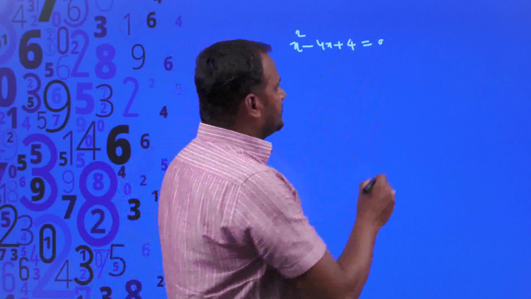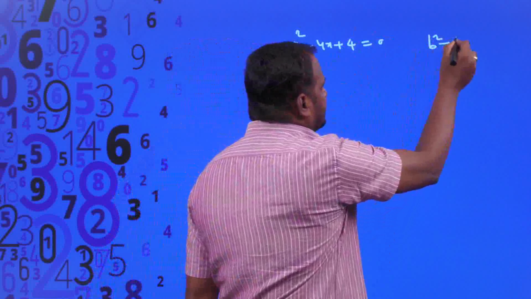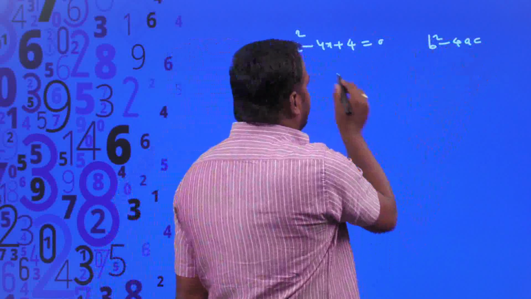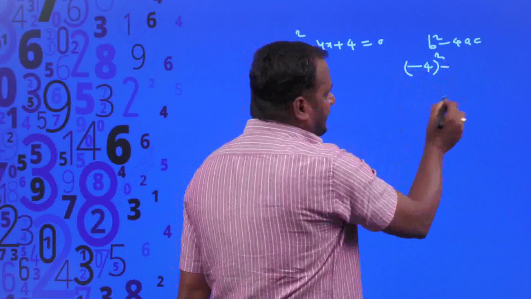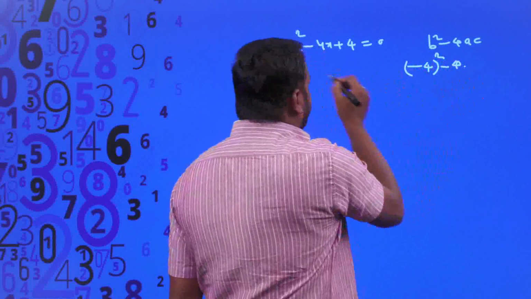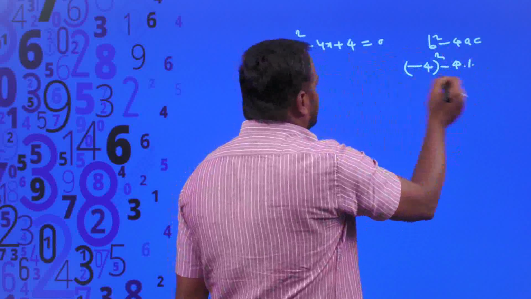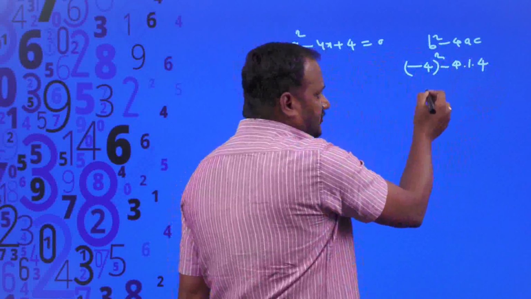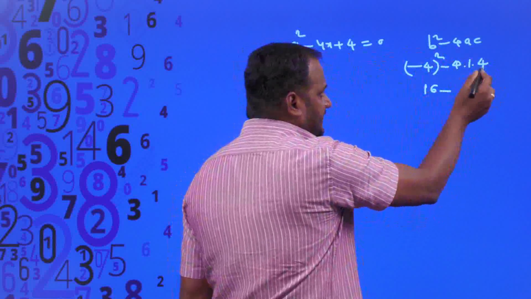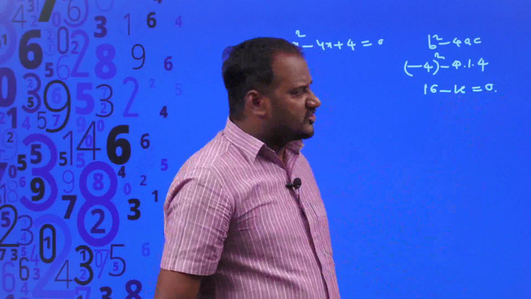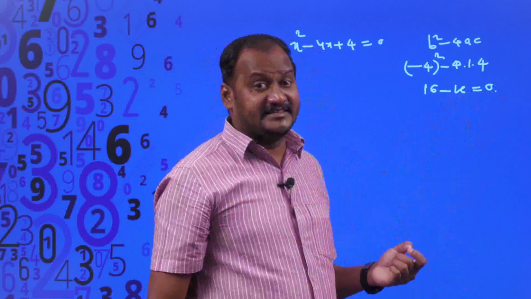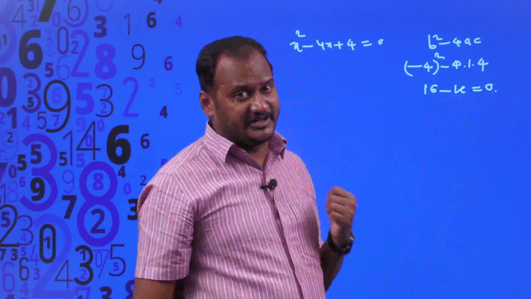I am going to find out the value of b square minus 4ac. The value of b is equal to negative 4, so negative 4 whole square minus 4 into a is going to be 1 and c is going to be 4. Minus 4 whole square is equal to 16, minus 4 times 4 equal to 16, 16 minus 16 is equal to 0. So what is this 0 for? This is the value of b square minus 4ac.